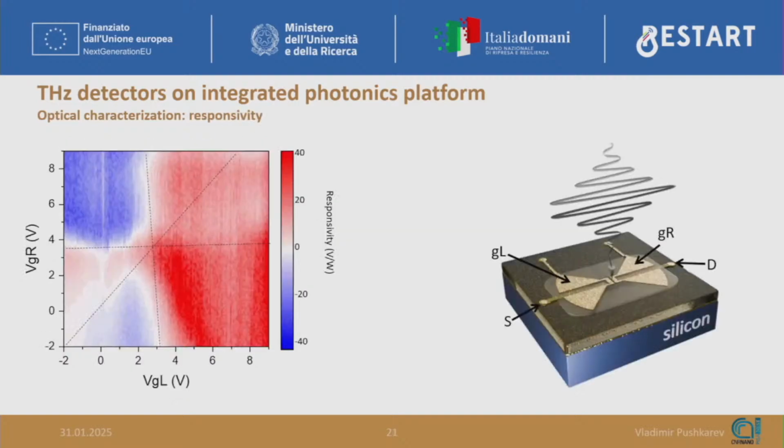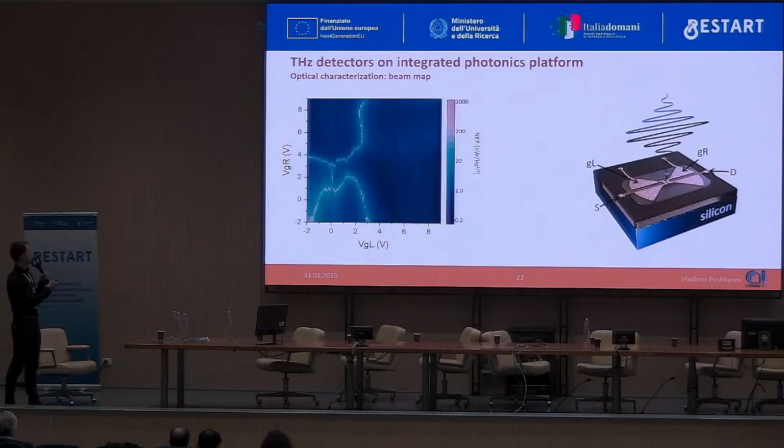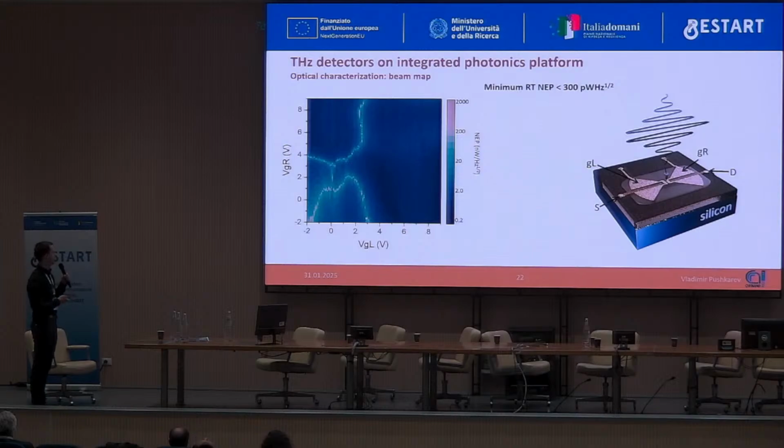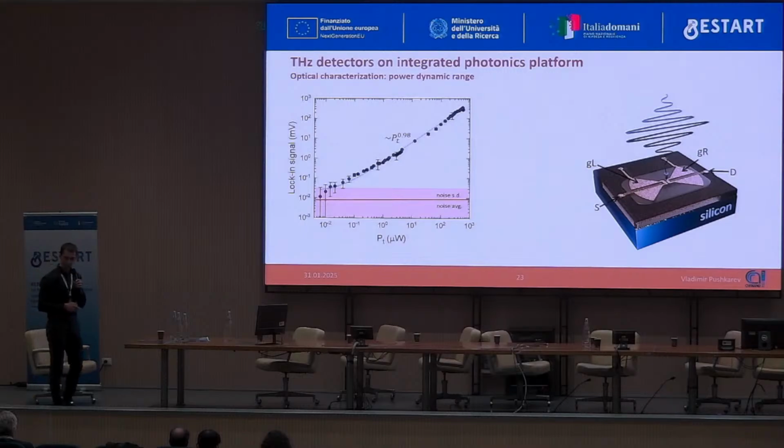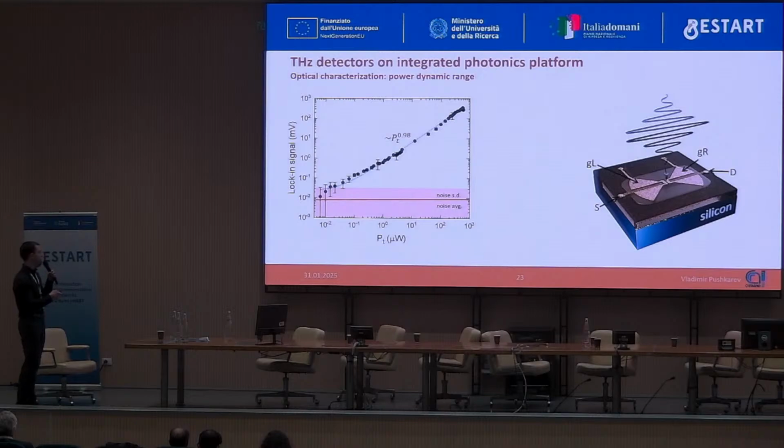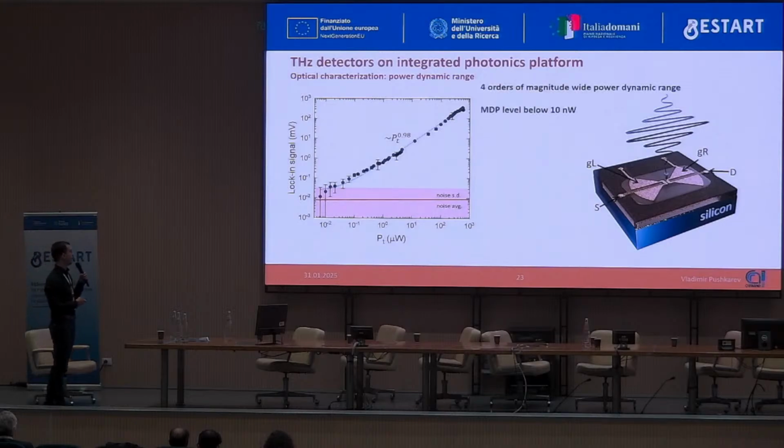We measure responsivity as a function of the gate voltages, and we got results which are an order of magnitude larger than reported results for other photodetectors using CVD graphene. Using the responsivity map and the resistance map, we retrieved the noise equivalent power as a function again of the gate voltages, and we get a minimum room temperature noise equivalent power below 300 picowatt per square root of the frequency. And lastly, we measured the linear dynamic range of the device, and you can see from the graph that we got 4 orders of magnitude wide power dynamic range, a minimum detectable power level below 10 nanowatts, and we also measured the response time, which was about 5 nanoseconds.